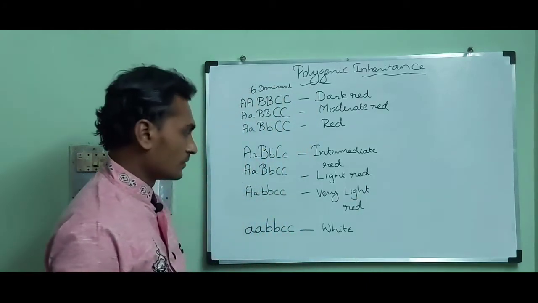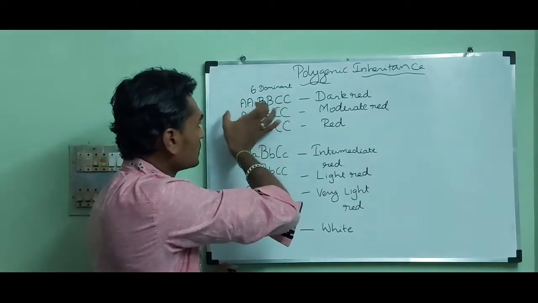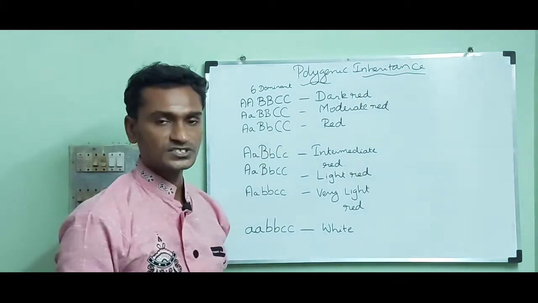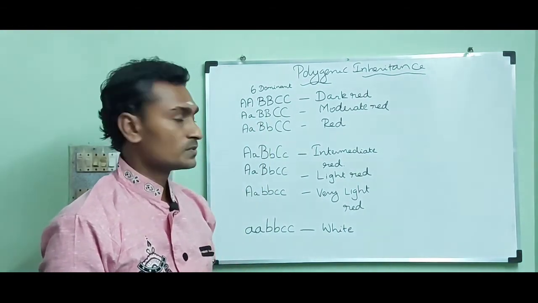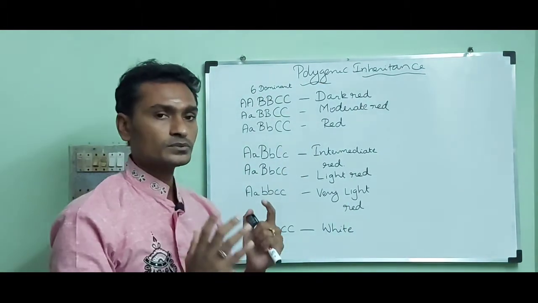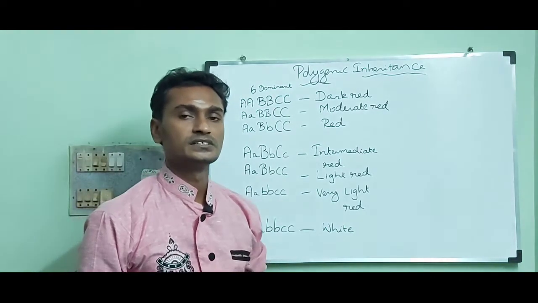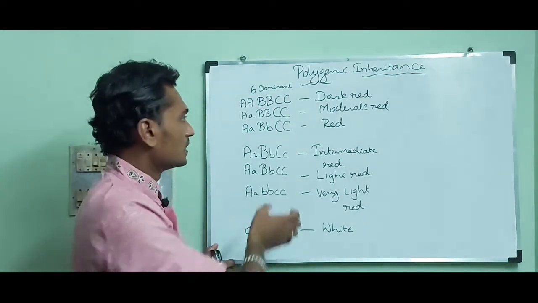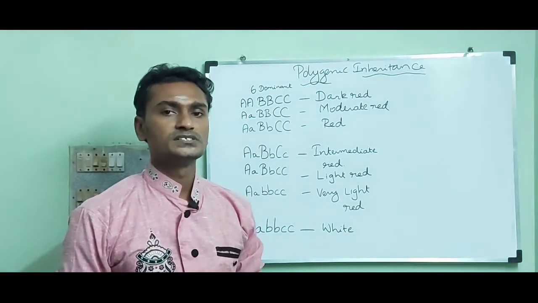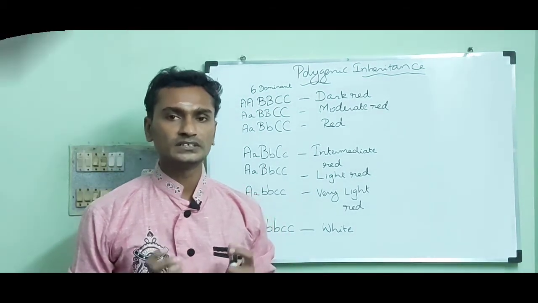So the wheat kernel color is determined by the presence of the dominant alleles in the genotype. These are the genotypes you have to remember while doing a polygenic inheritance cross. Please remember this shortcut, then only you can do the polygenic inheritance cross. Now I am going to work out the cross.